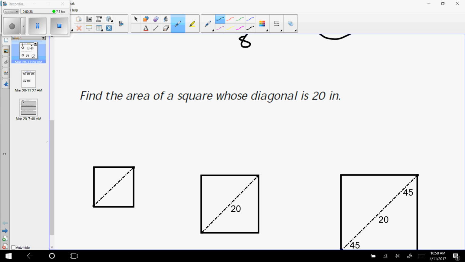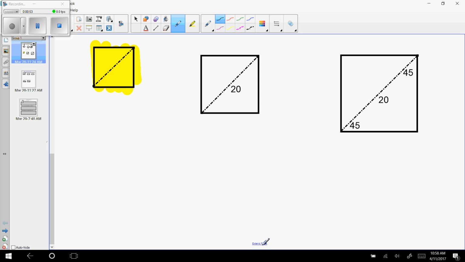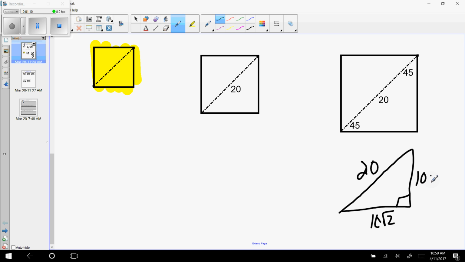Find the area of a square whose diagonal is 20. Okay, so this is what you would draw right here, and you put your diagonal in, 20. And, of course, if we're dealing with a square, we're going to basically use the rules of a 45, 45, 90. And here comes that formula again: divide by 2, get times radical 2. So there are your sides of the square.